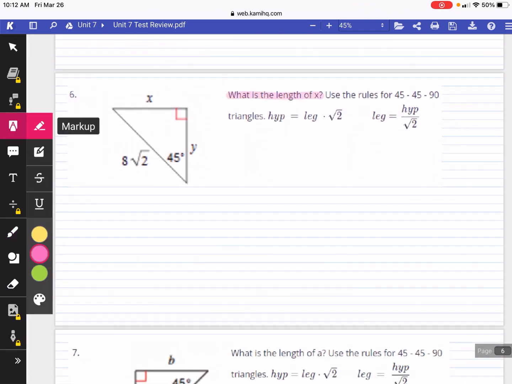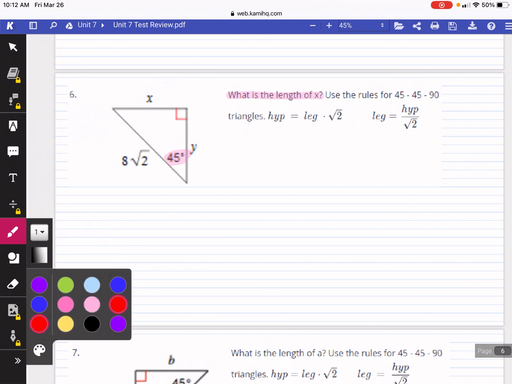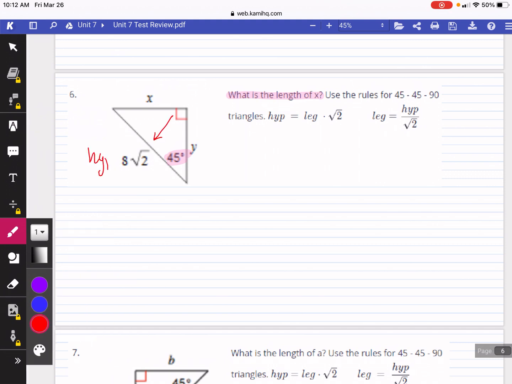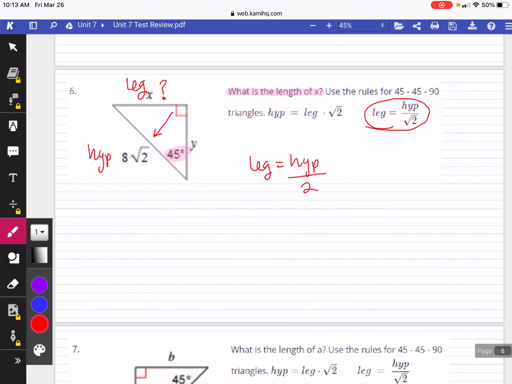In our next question, we're also looking at a 45, 45, 90 triangle. Here, the 8 square root of 2 is the hypotenuse, and they want us to find the length of x, which is one of the legs. So we're going to have to use the formula for leg, which is equal to hypotenuse divided by 2, which is 8 square root of 2 divided by 2. Here, if you divide 8 by 2, you get 4. So our answer for the leg is going to be 4 square root of 2.